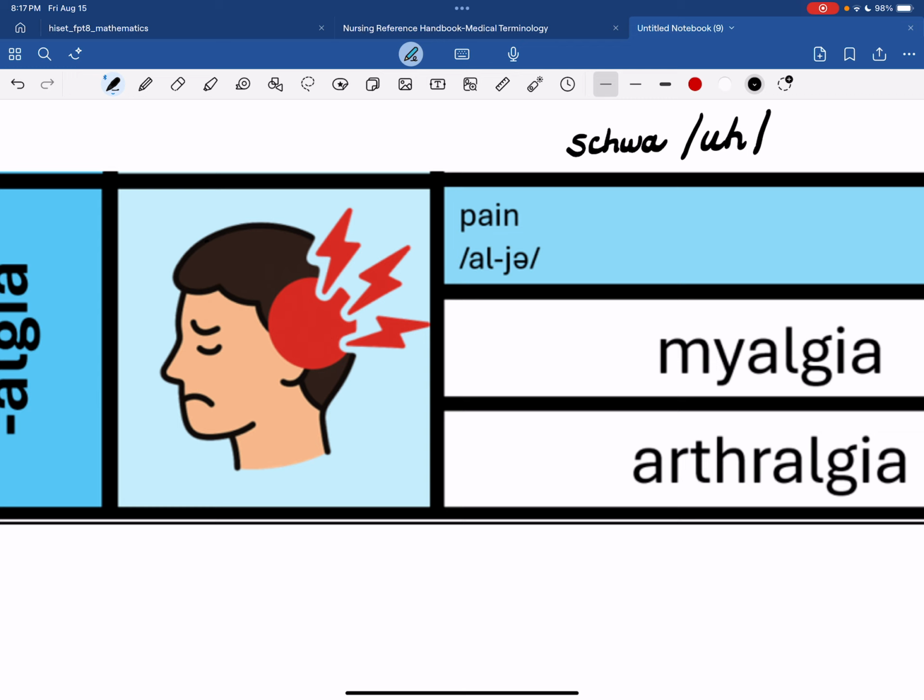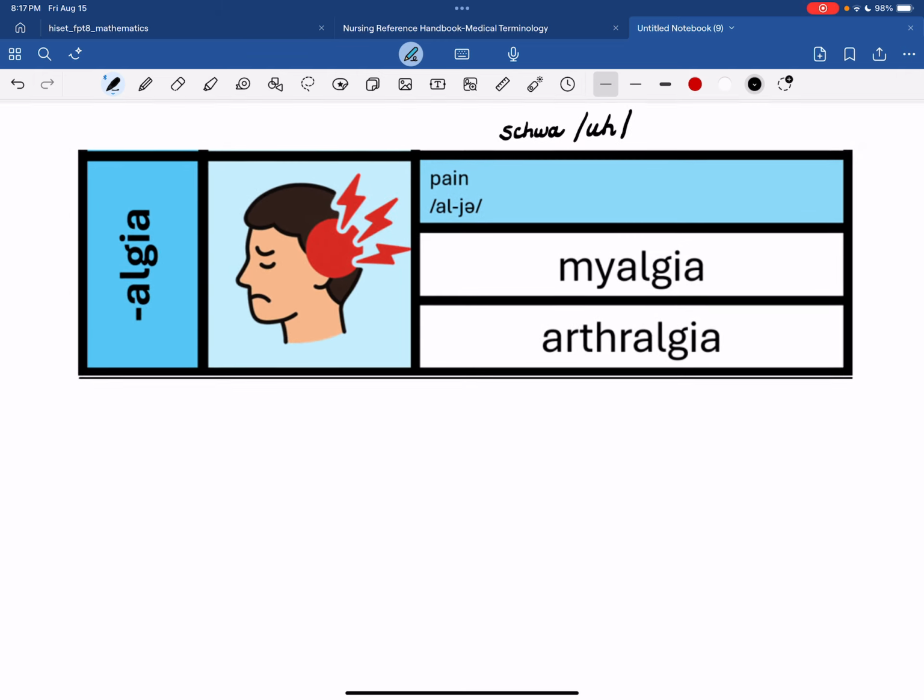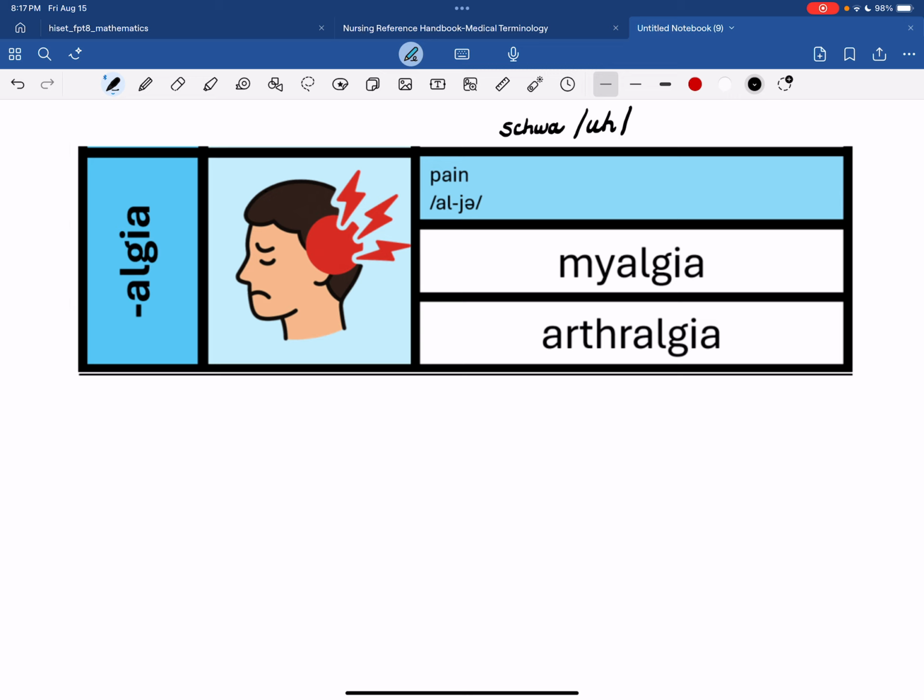Algia. Algia means pain. And you are able to lift the little flaps. I cannot do that digitally, so I'm just going to put my pieces down below here. So the first word is myalgia.